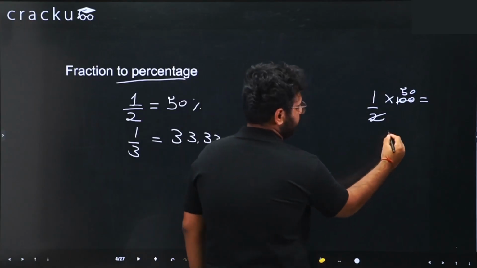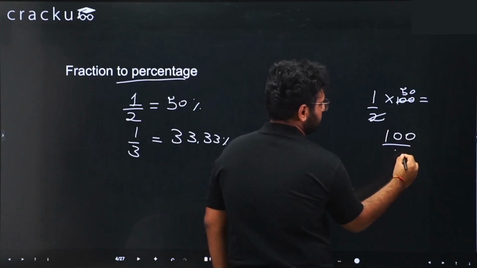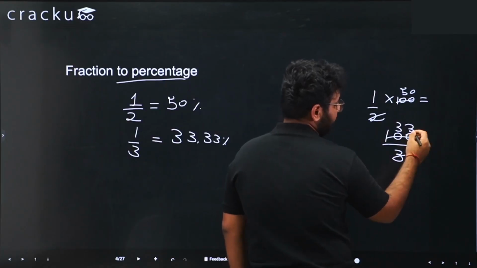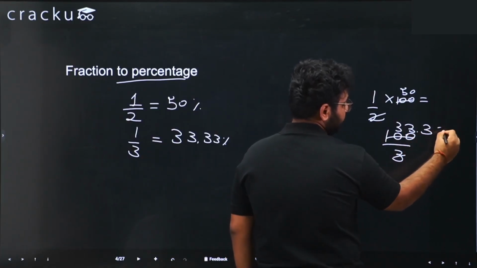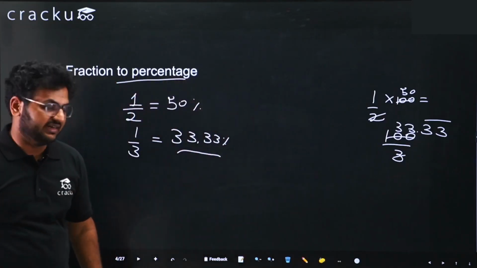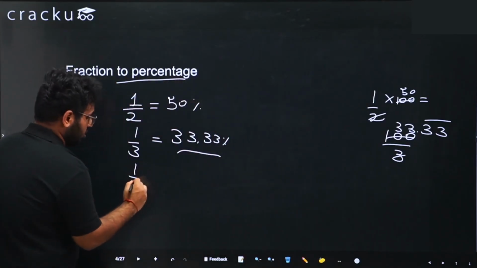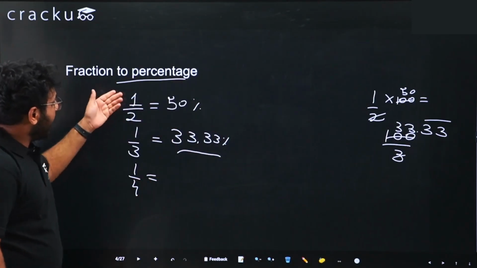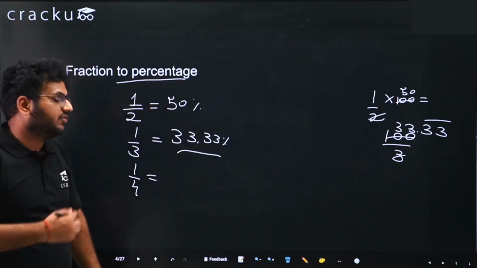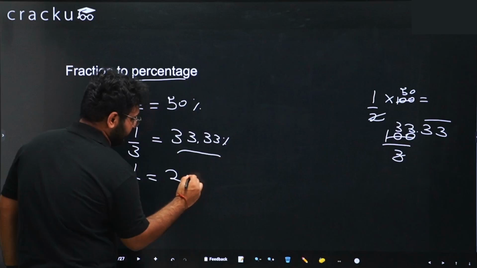See, 100 by 3. 3 3s are 9, 10, 3 3s are 9, 10. So 3, then 3 and 3 bar. So it would be what? 33.33%. Then 1 by 4. So 1 by 4 is what? Half of 1 by 2. So percentage would be what? 50 divided by 2, which will be equal to 25%.